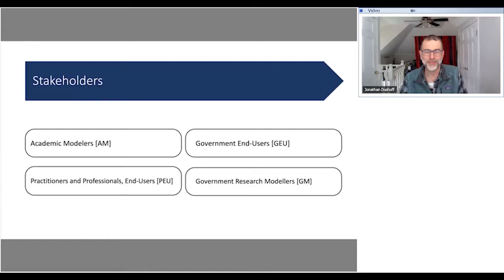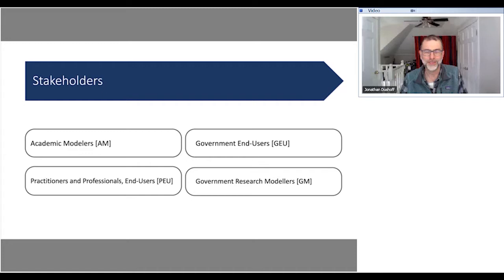So one of the things that I did was a qualitative study where I interviewed the 4 key stakeholder groups that are involved in this field. So academic modelers, similar to what Dr. Dushoff does, government end users, these are the people that are using the results, like policymakers of the mathematical modelers, practitioners and professional end users, a group that consists of journalists who are doing the reporting, or public health physicians that are working in hospitals trying to understand how their next week, next month will look, and government research modelers, mathematicians that are situated in the federal government.